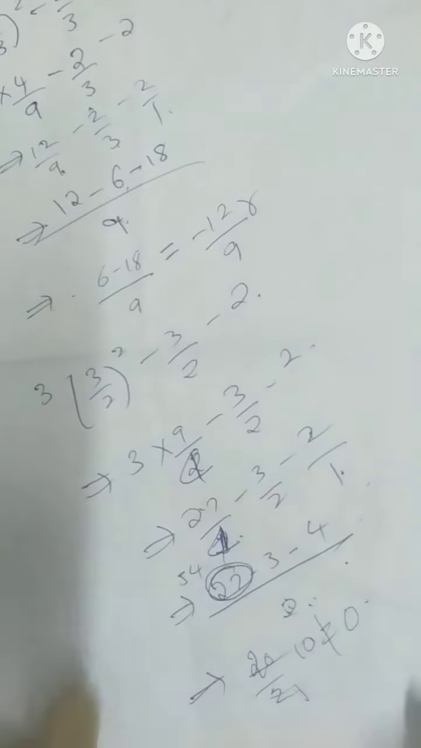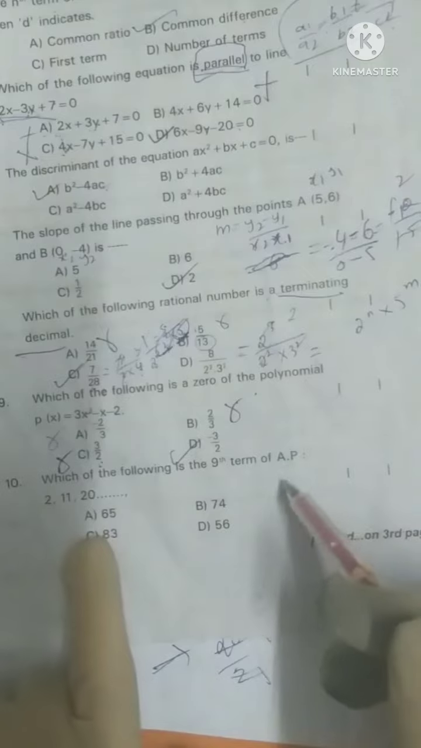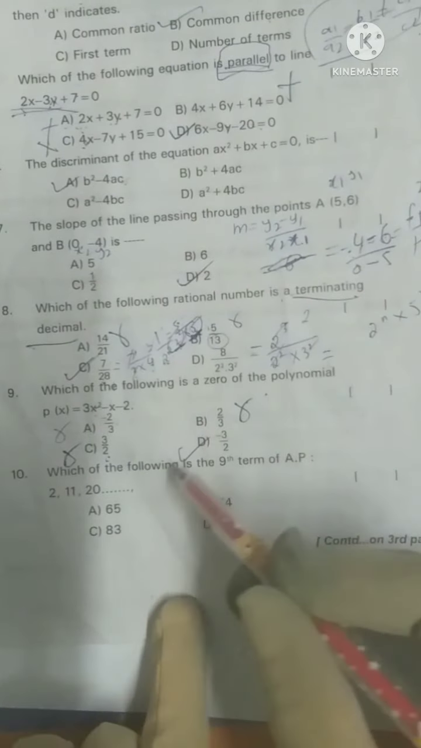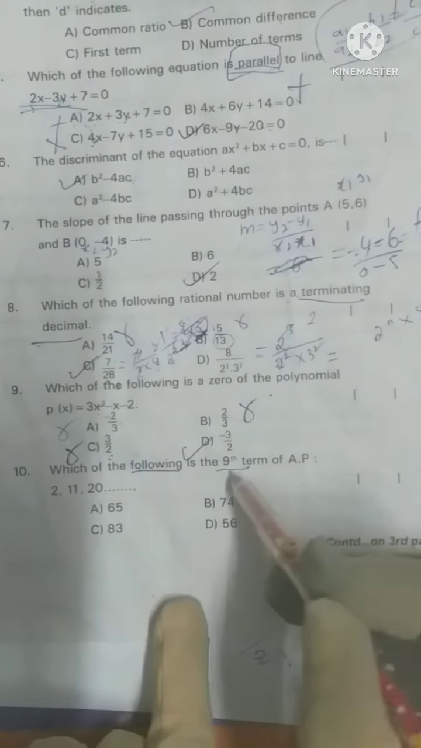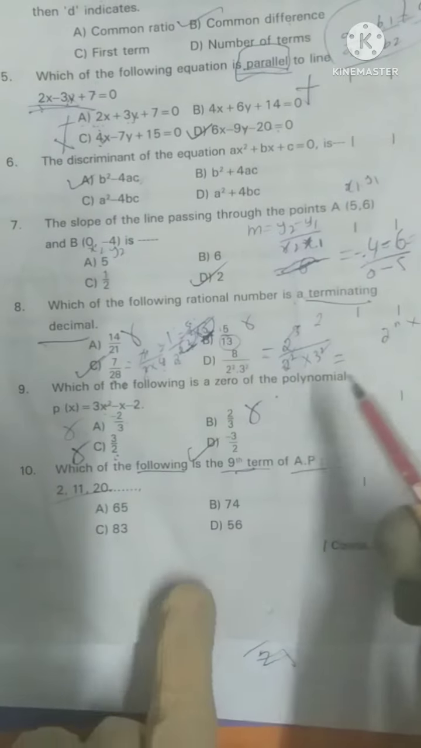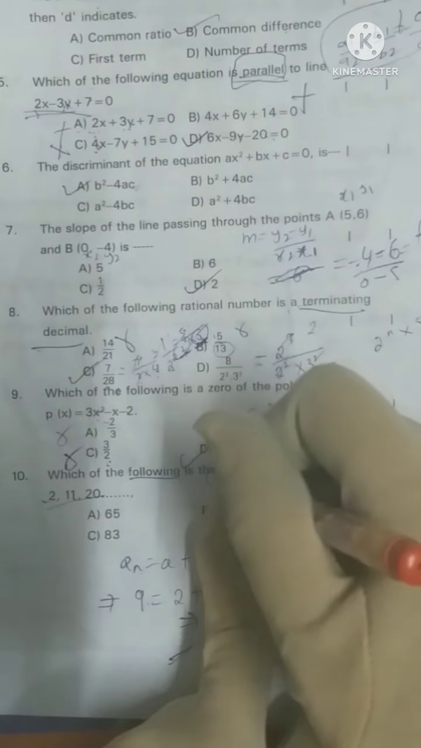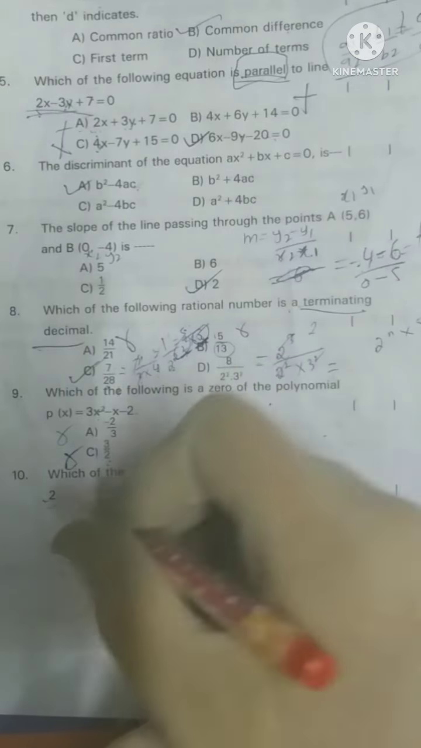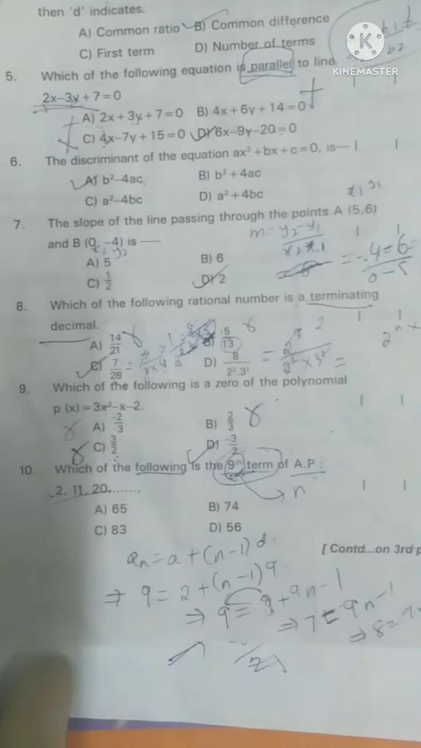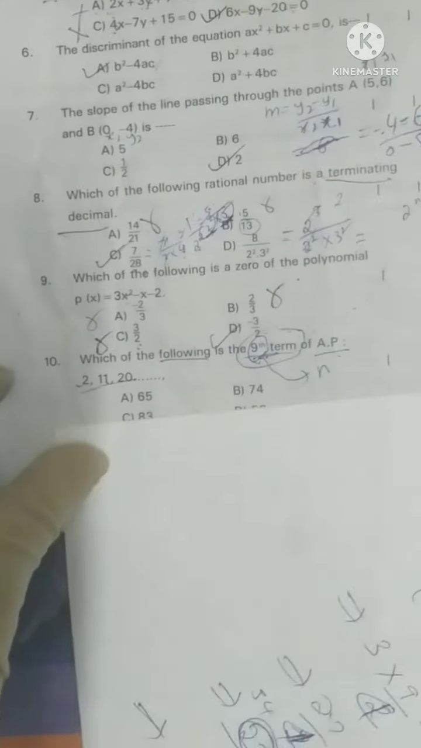Okay. 10th question. Which of the following is the 9th term of the AP? Here it is given, which of the following is the 9th term of the AP, means the n value given to us is 9, a is 2 and d is 11. I'll write directly.